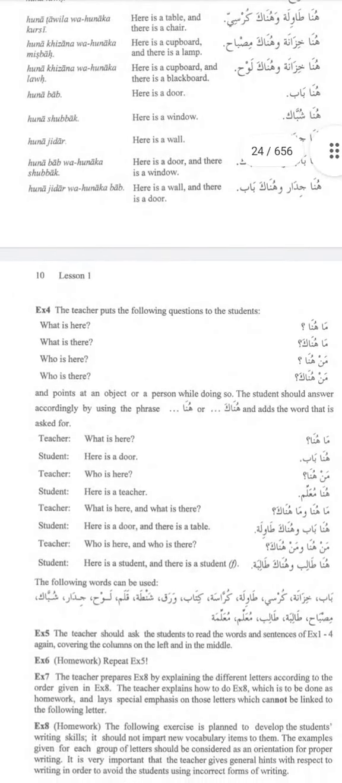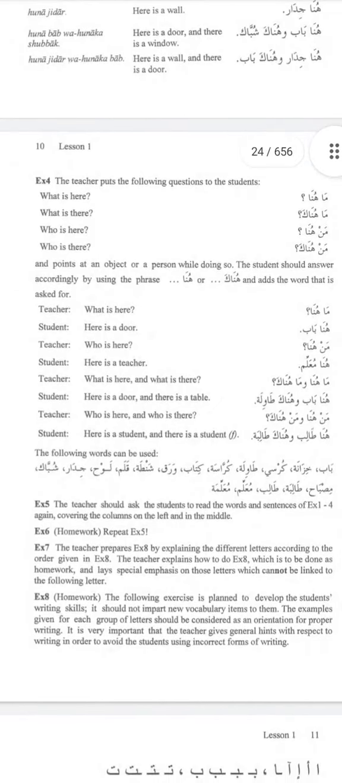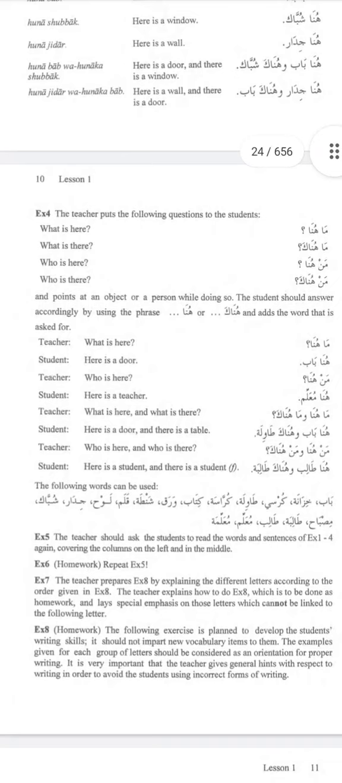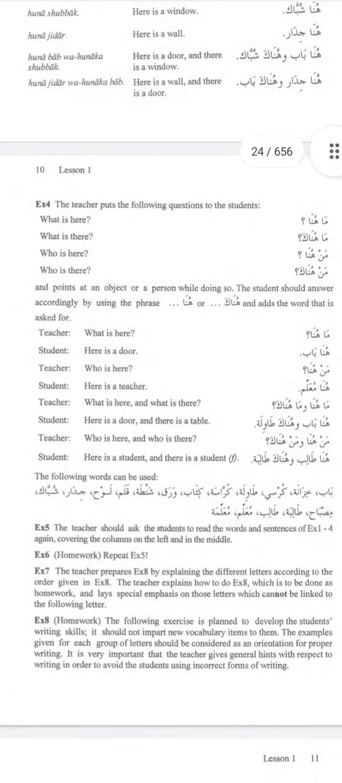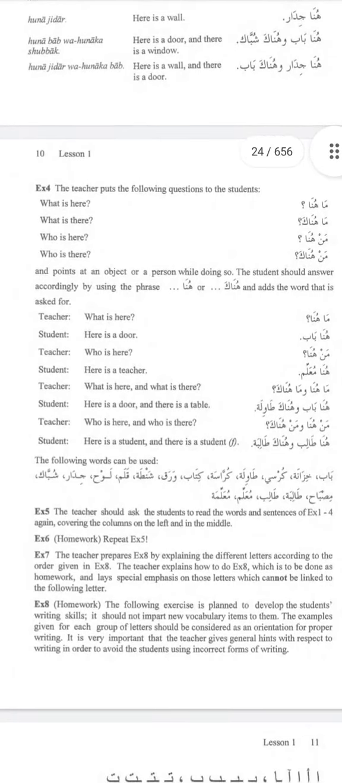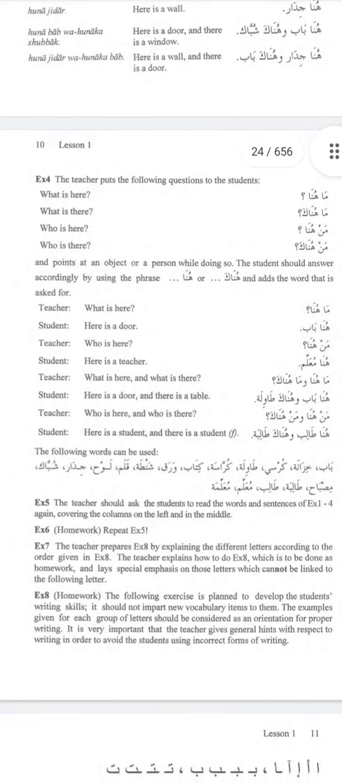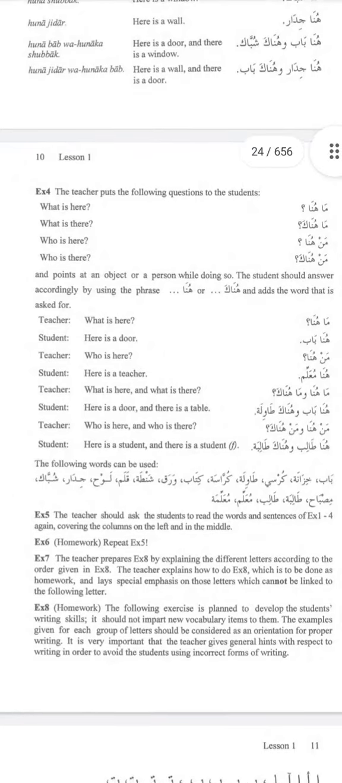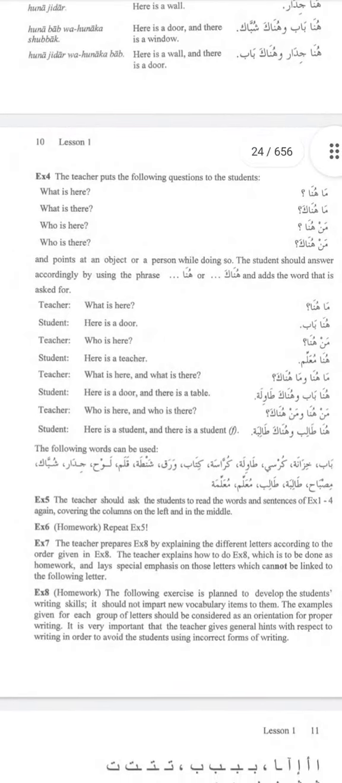Ma huna, what is here? Ma hunaka, what is there? Man huna, who is here? Man hunaka, and who is there? So note the difference between man and ma. Man is used for animate objects, objects that are living. Ma is used for inanimate objects, objects that are not living. So ma huna, what is here?